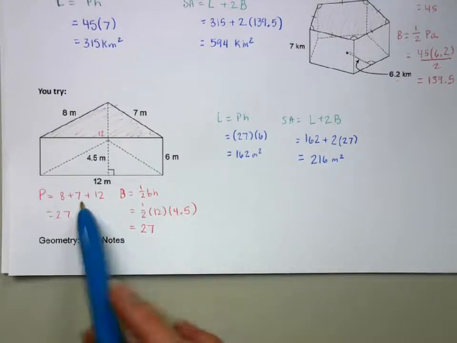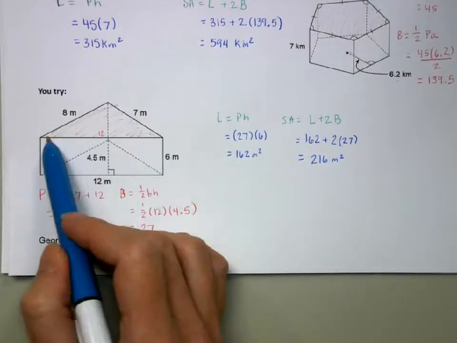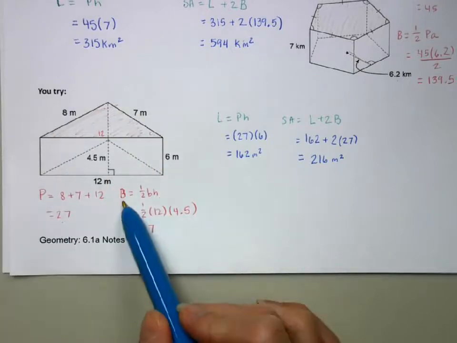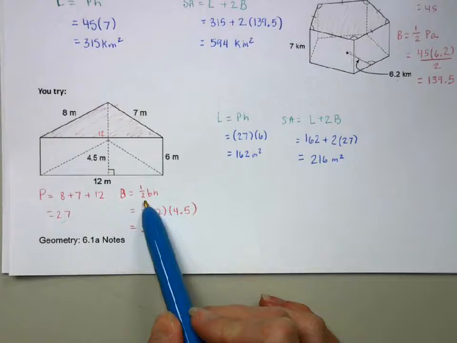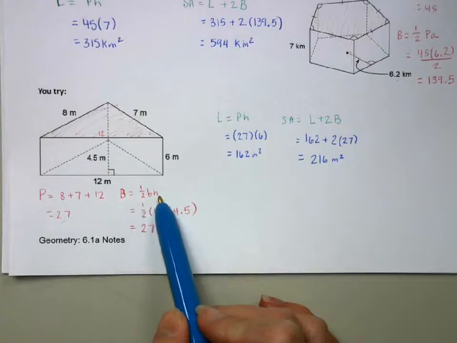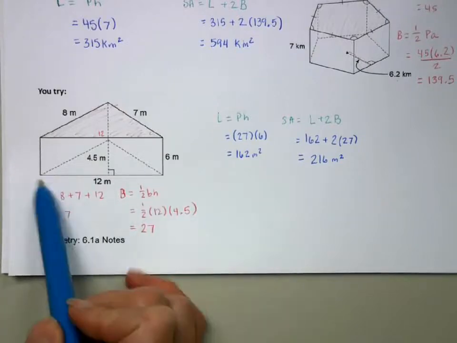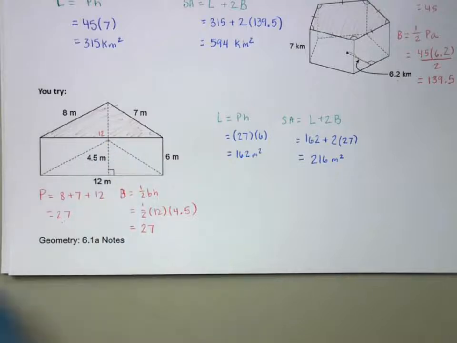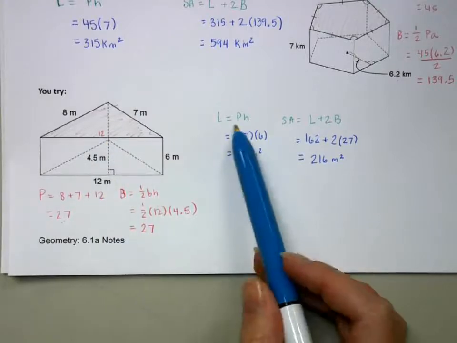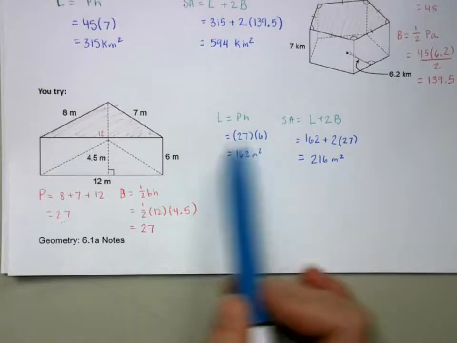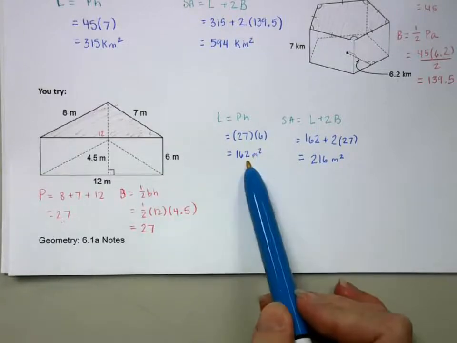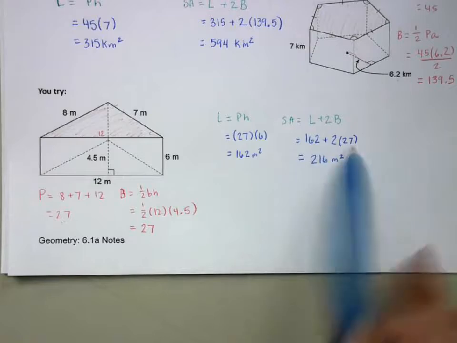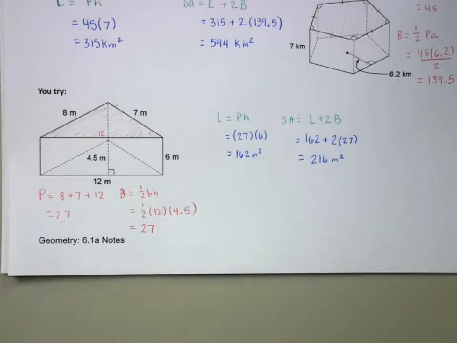So we find the perimeter by adding up the sides of the triangle, because the triangles are our base, and we get 27. The area of the base is going to be 1/2 base times height of just the triangle. So the base of the triangle is 12. The height of the triangle is labeled as 4.5, so we get 27 for that. Lateral area is the perimeter times the distance between the bases, 6, which gets us 162. We'll add the 162 to the 2 bases and get 216 for our surface area.